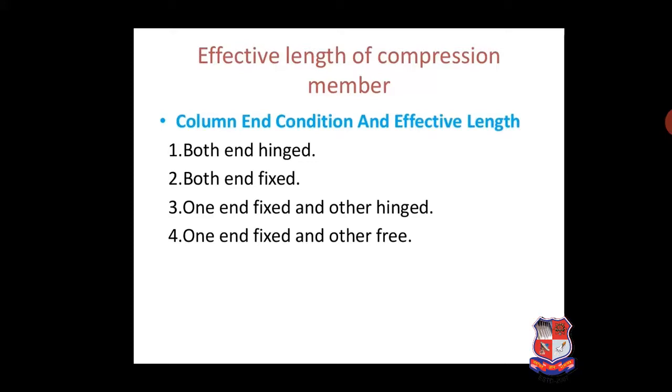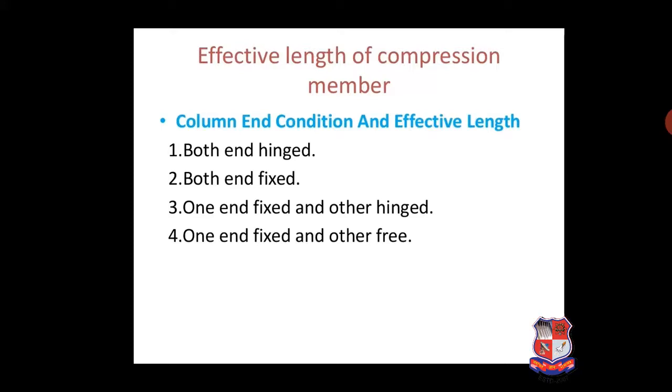The effective length of a compression member is the distance between points of contraflexure, it means zero moment, of a buckled column. It depends upon the actual length of the column and its end condition. The actual length of a column is taken as the length from center to center of intersection with supporting members. So the effective length is directly proportional to the end condition of the column.